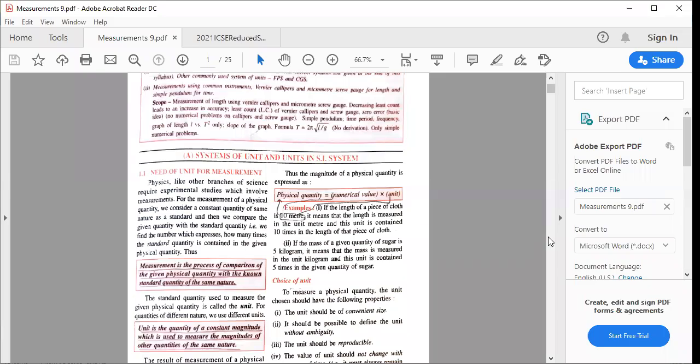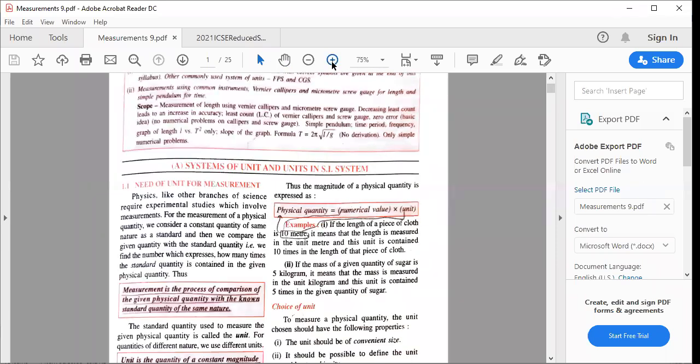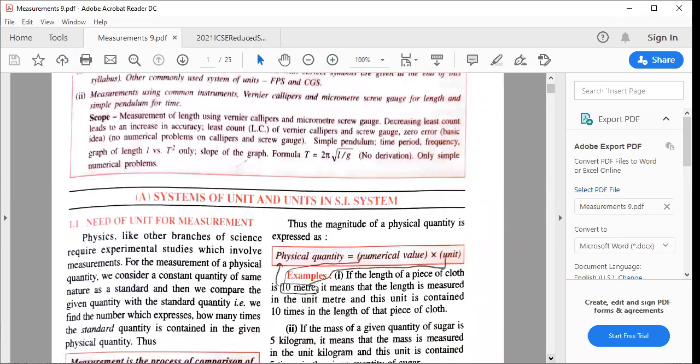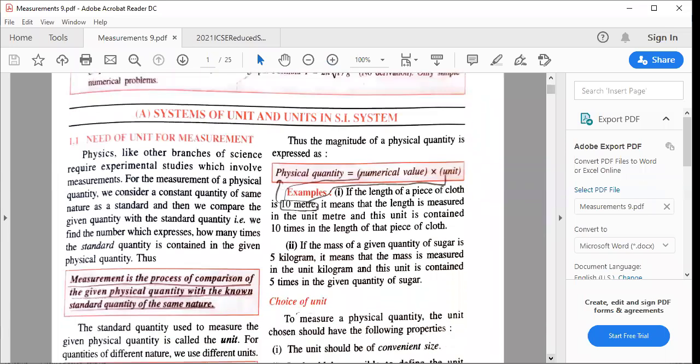Measurement systems of units and units in the SI system. Okay, so let's first understand why we need units for measurement. I'm going to read, and whichever statement I can explain more, I'll explain that. Physics, like other branches of science, requires experimental studies which involve measurements.